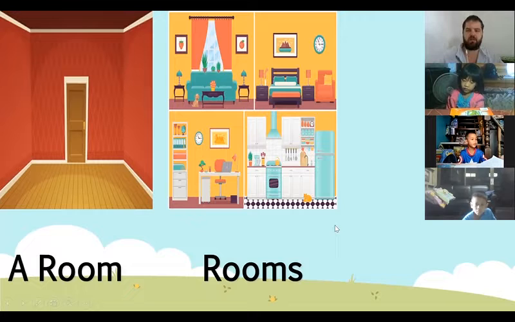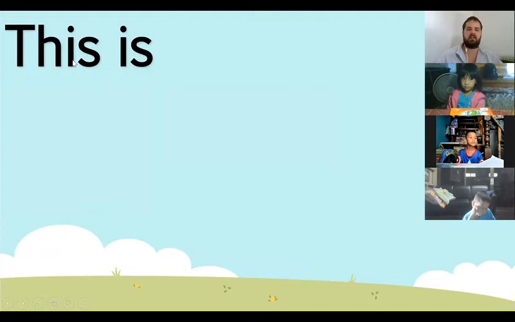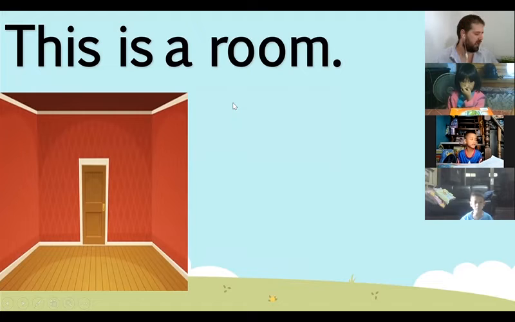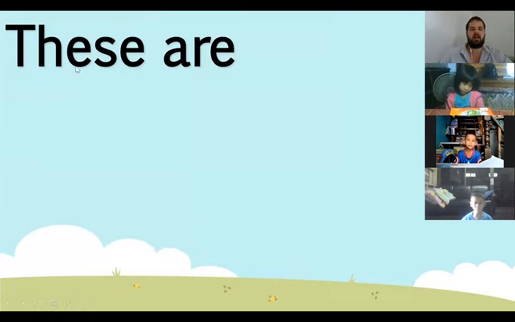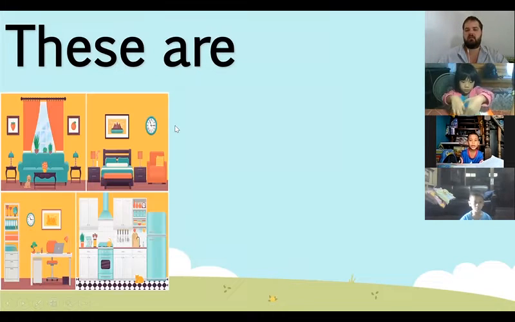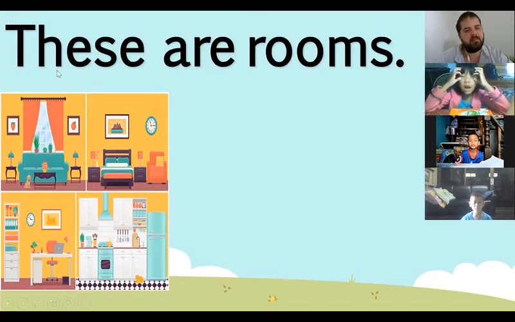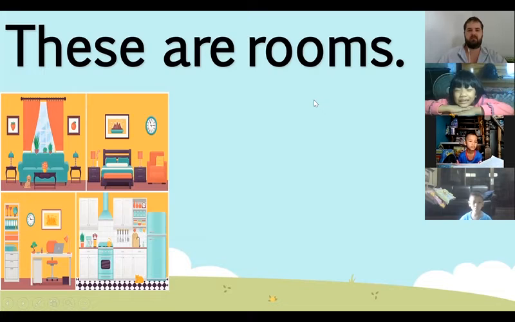Rooms. Very, very good. Okay, so let's read. This is a room. Good job. So one more time. This is a room. Very good. Next one. These are rooms. Very good. One more time. These are rooms. Very good. Okay, next one.